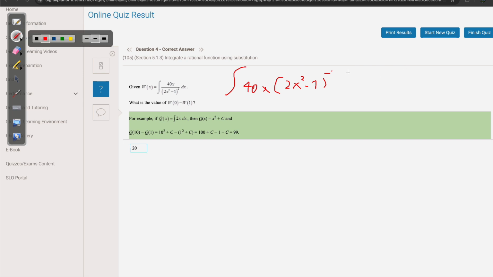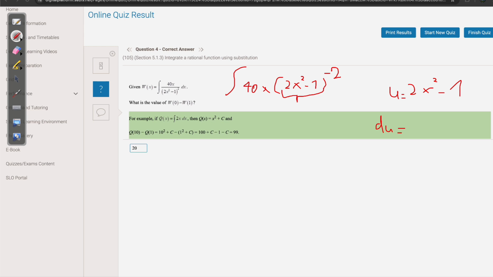And now we're gonna do the u sub rule. So first, let's take u to be... 99% of the time it's gonna be the function inside the parentheses, not the entire 2x squared minus 1 to the negative 2, not the 40x. It's 99% of the time the equation inside the parentheses. So u in this case would be 2x squared minus 1. But du, which would be the derivative of u, is equal to 4x dx. The dx will come into play very soon. 4x dx.